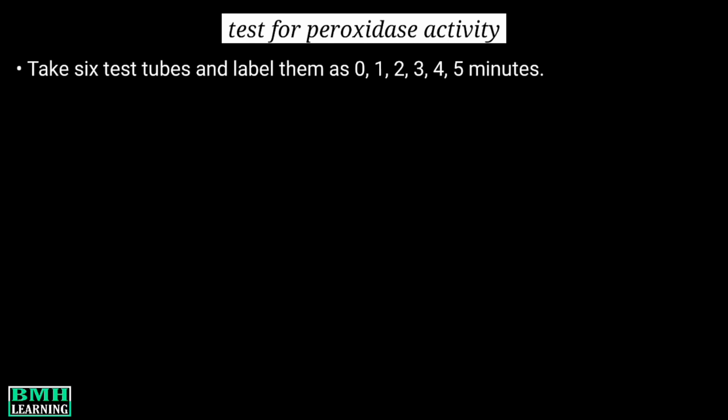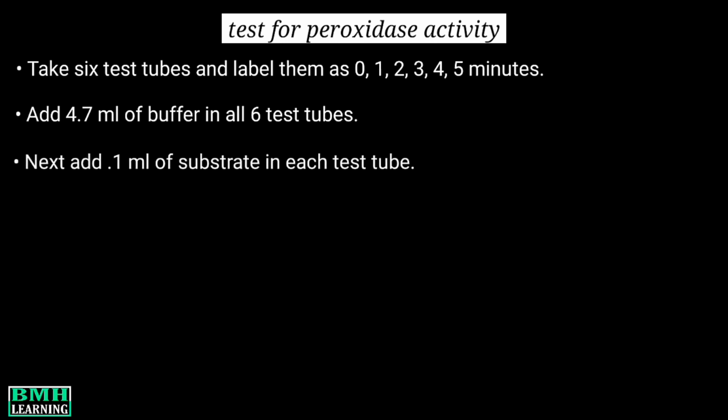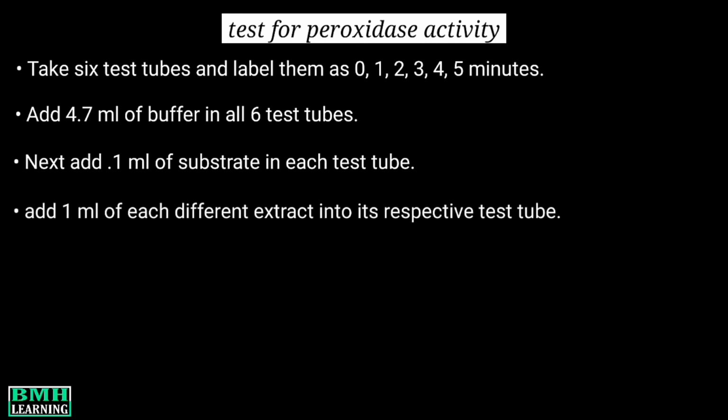Take 6 test tubes and label them as 0 minute, 1 minute, 2 minutes, 3 minutes, 4 minutes and 5 minutes. Add 4.7 ml of buffer in all 6 test tubes. Next, add 0.1 ml of substrate in each test tube. Next thing we have to add is 1 ml of each different extract into its respective test tube. That is, 1 ml of 0-minute extract is added in the 0-minute tube, and this is repeated for the rest of the tubes. Into all these tubes, we add 0.2 ml of hydrogen peroxide.